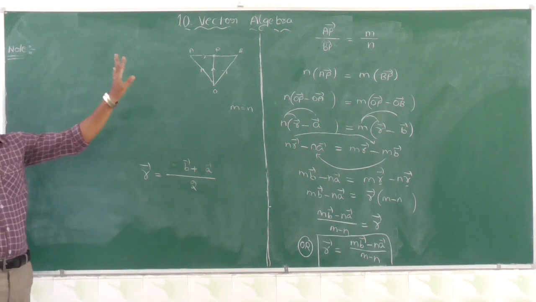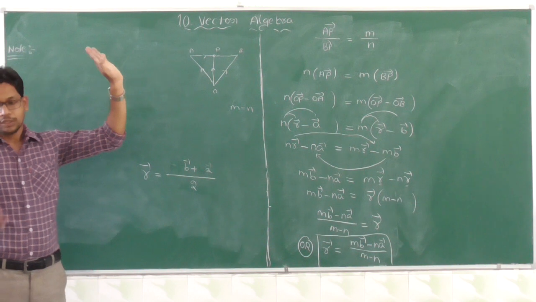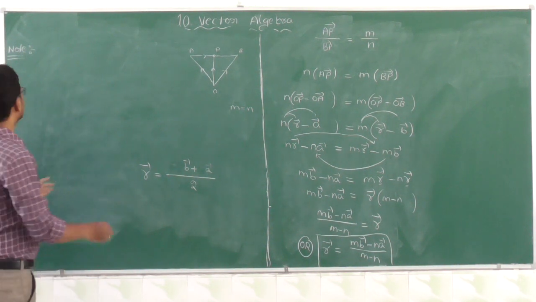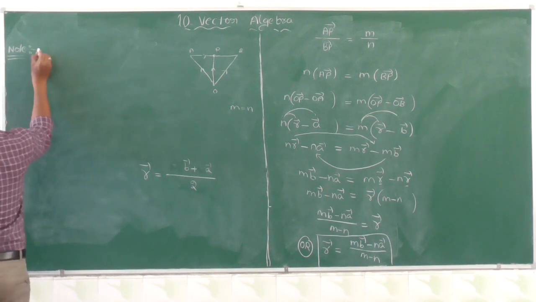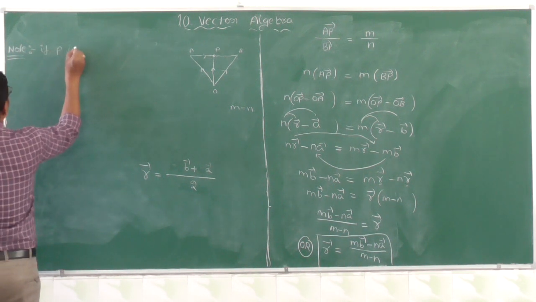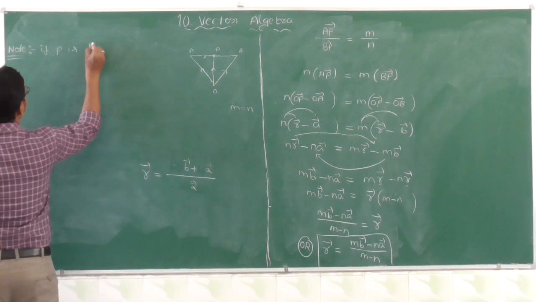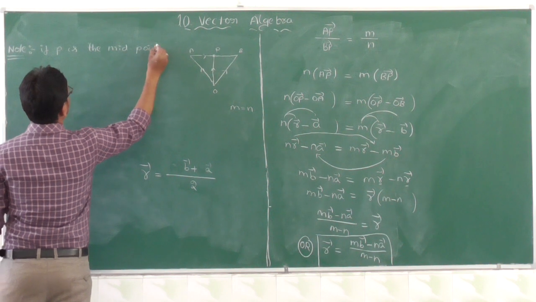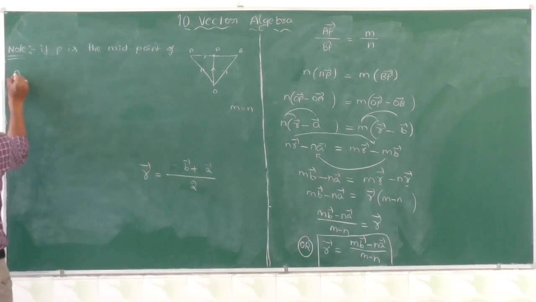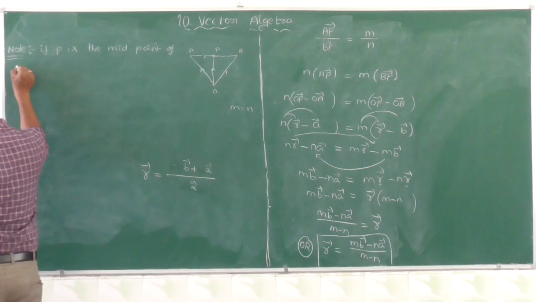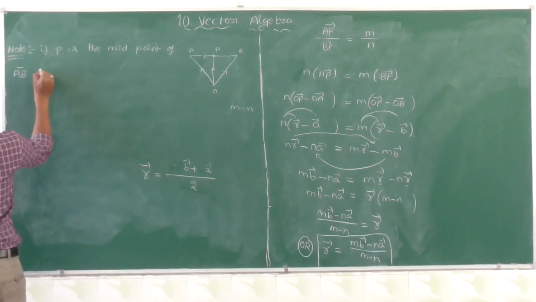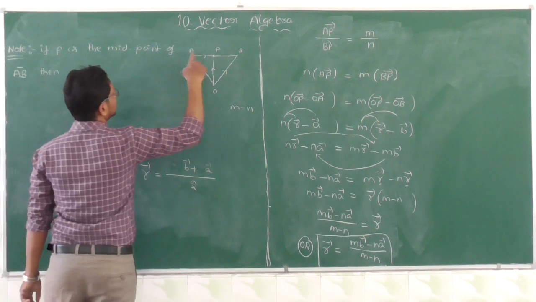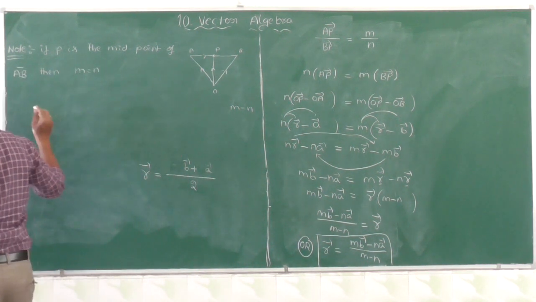Therefore, the midpoint of AB vector will have its position vector. We just note down this point. If p is the midpoint of AB, then m equals n.